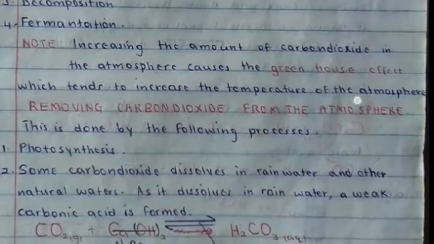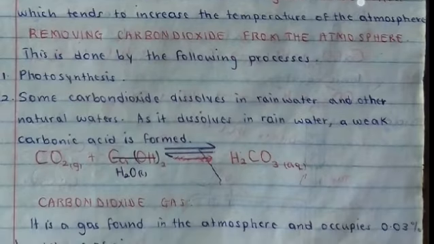So now we have processes which remove carbon dioxide from the atmosphere. The first one is photosynthesis. So as plants make their own food, they use carbon dioxide and give out oxygen. So as they use carbon dioxide, they reduce the amount of carbon dioxide in the atmosphere. So that is one process.